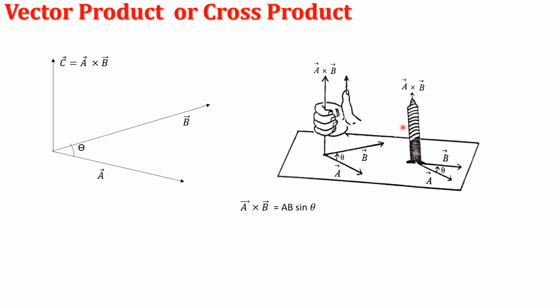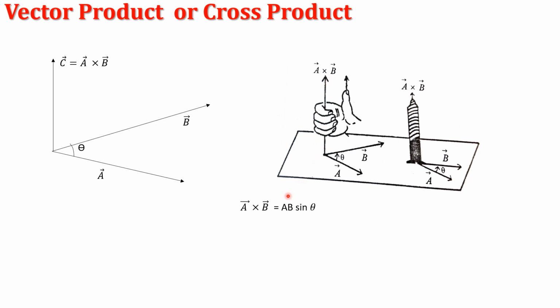Here the right hand rule is equivalent to the right-handed screw rule. Both are equivalent. Now what is the right-handed screw rule? If the screw is rotated in the direction from vector A to vector B through the small angle, then the direction in which the tip of the screw moves indicates the direction of the vector product, and that product is the same: A cross B is equal to AB sine theta. It means the vector product of two vectors is a vector.